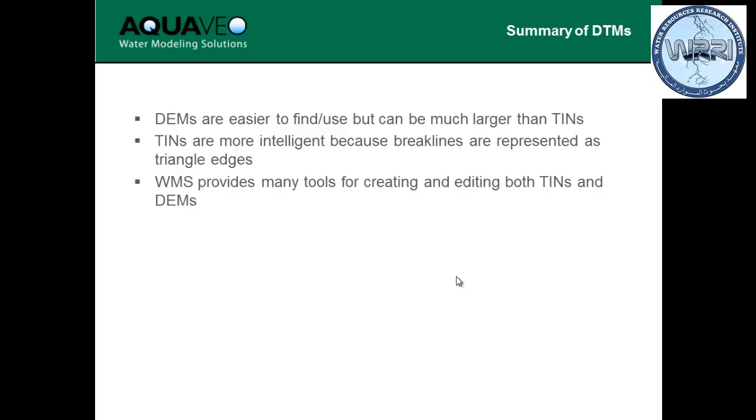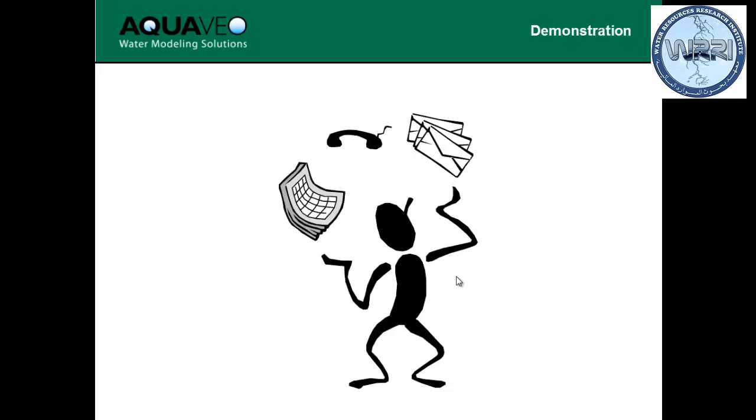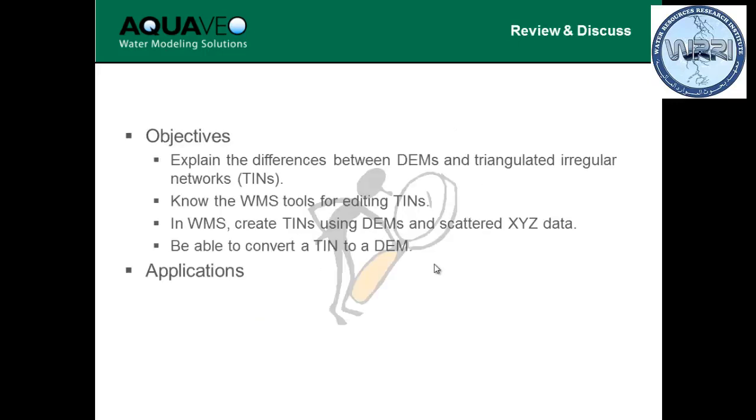DEMs are widely available online, but TINs are used for survey data, so they're a little bit more intelligent, you might say. They could be the most important points in your area. Instead of having gridded elevation, it's just XYZ points. And WMS provides a lot of tools for working with TINs. We'll go through some of those tools.